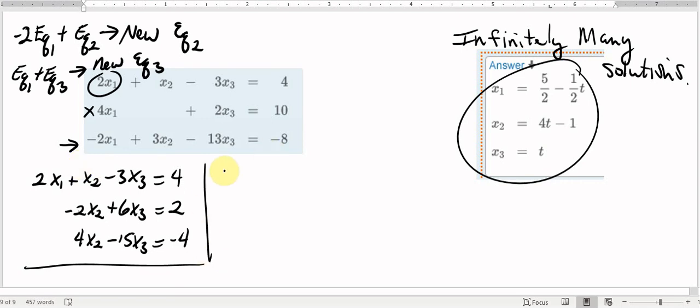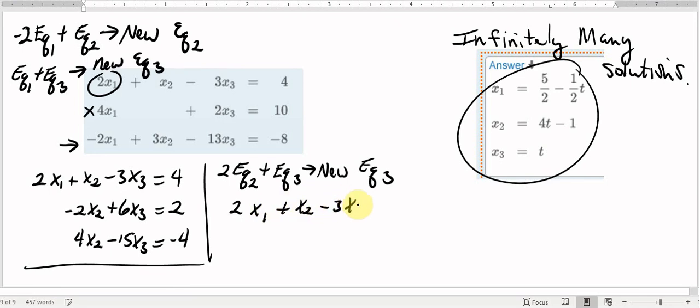Right? So I'm going to say 2 times, oops. For matrices, we use R for the rows, and I hadn't gotten to that yet, so just use equation 2 times equation 2 plus equation 3. It gives us a new equation 3. Now equation 1 and equation 2 stay the same, so I'm just going to rewrite those. 2x of 1 plus x of 2 minus 3x of 3 is equal to 4, and then negative 2x of 2 plus 6x of 3 is equal to 2. So when I multiply 2 times equation 2 plus equation 3, that cancels out this 4x of 2 here.